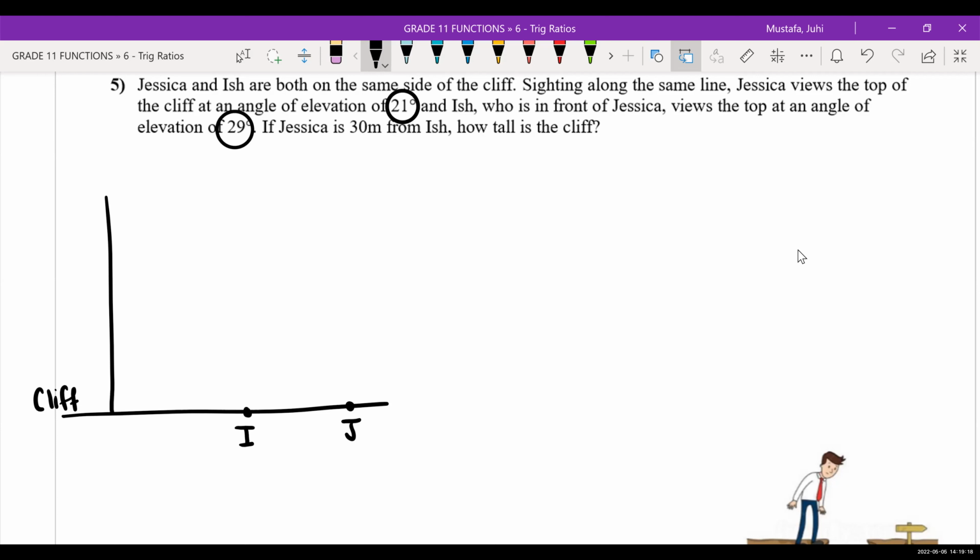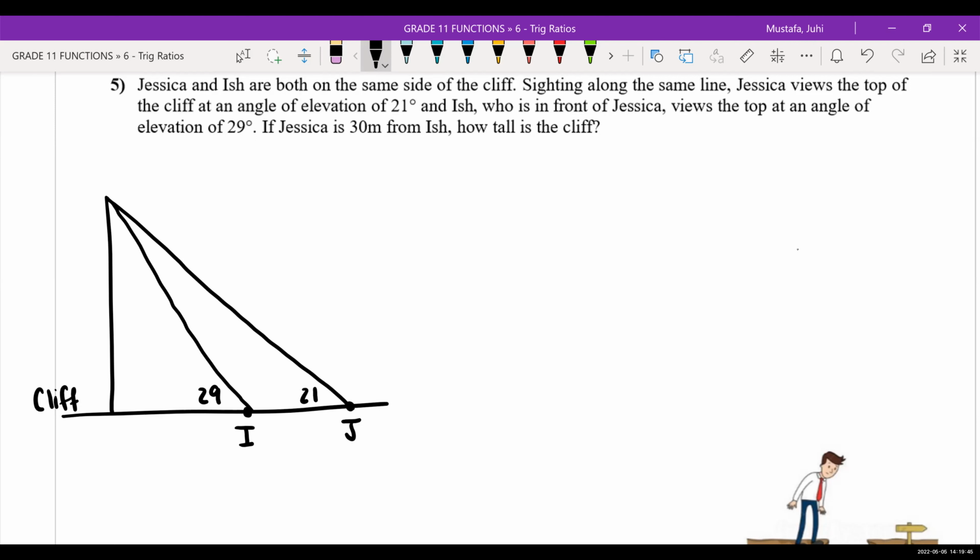Yeah, so I think I said it incorrectly, but this is what I meant. This is the top of the cliff. Ish's angle of elevation is going to be 29 degrees, and Jessica's angle of elevation is going to be 21 degrees. The point I was trying to make is, the reason this makes sense is the person in the front has a higher angle of elevation, and the person behind has a lower angle of elevation.